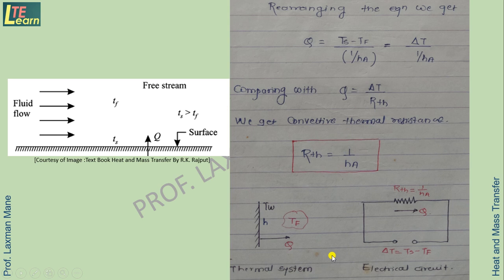Here, for better understanding of the concept, this is a diagram for a thermal system. This is the heat transfer flow from the surface to the surrounding fluid at Tf. Convective heat transfer coefficient is h. Here this is the electrical circuit. This is the heat flow between the two temperatures, meaning the temperature difference Ts minus Tf, and this is the convective thermal resistance R_TH is equal to 1 upon hA.